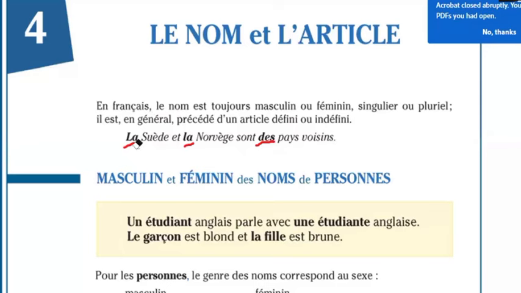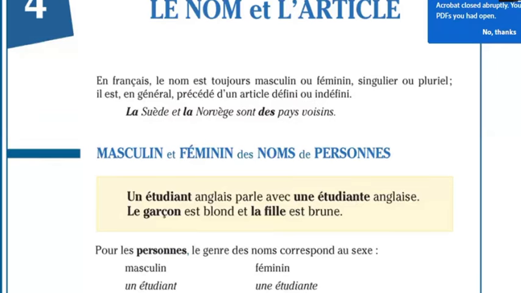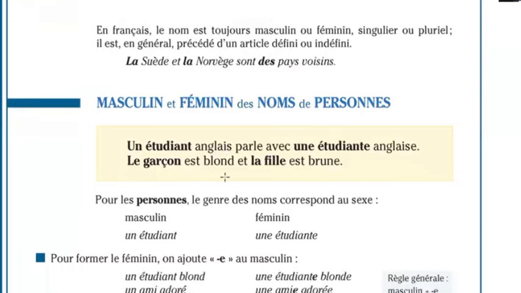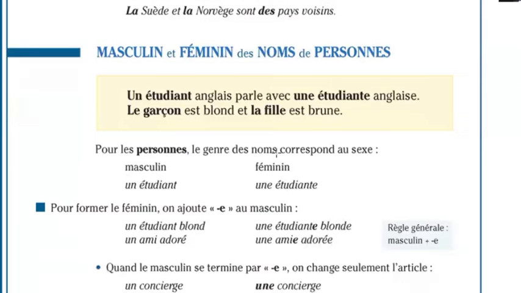Now, having established the fact that in French, nouns come with a definite or indefinite article, and are either masculine or feminine, what do we mean by masculine nouns and feminine nouns? It's important we underline that for the purpose of this class. What is it all about? Now, let's look at it together. We have masculin et féminin, des noms de personnes, names of people.